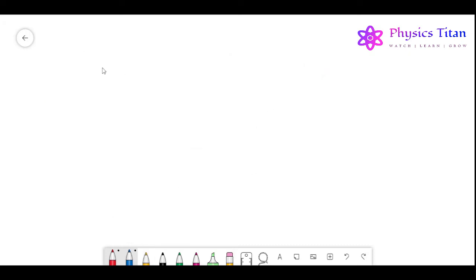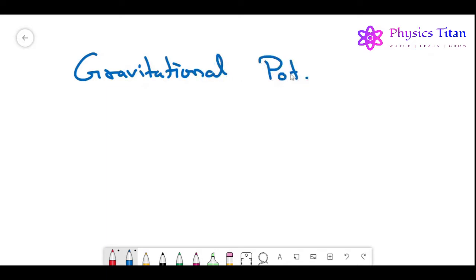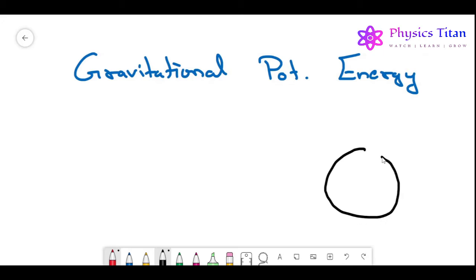So first of all, let us quickly recall the concept called gravitational potential energy. Let us assume there are two objects. Let us say a bigger object of mass M and another smaller object of mass small m, and the distance between their centers of mass is r.